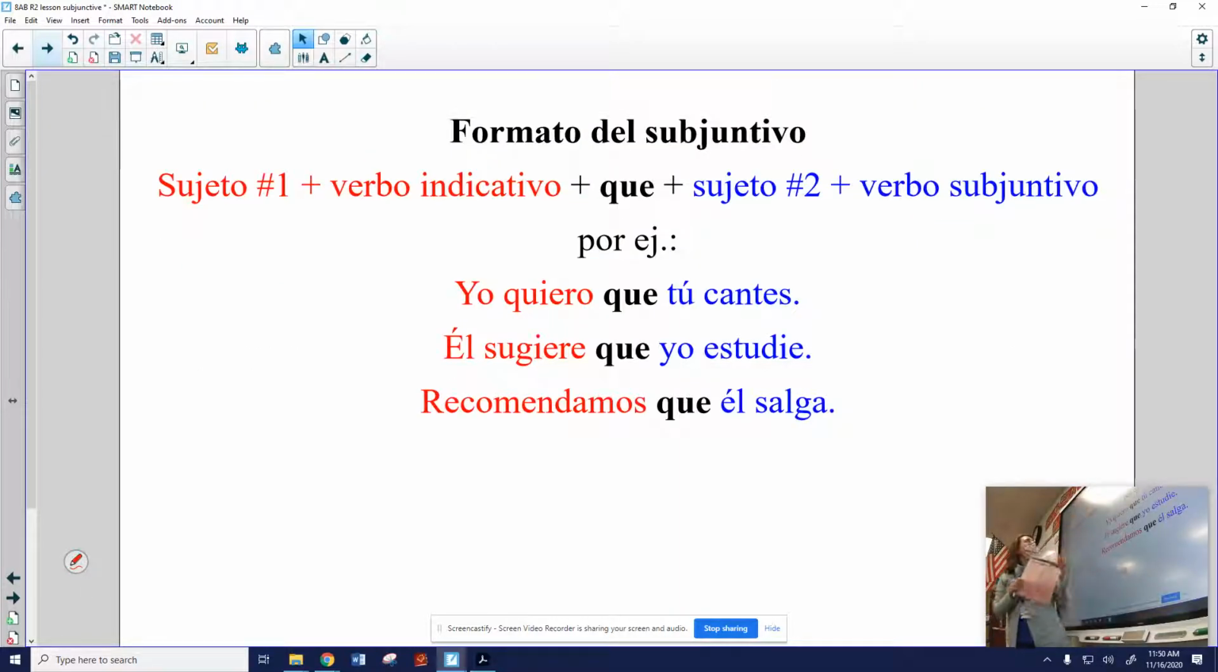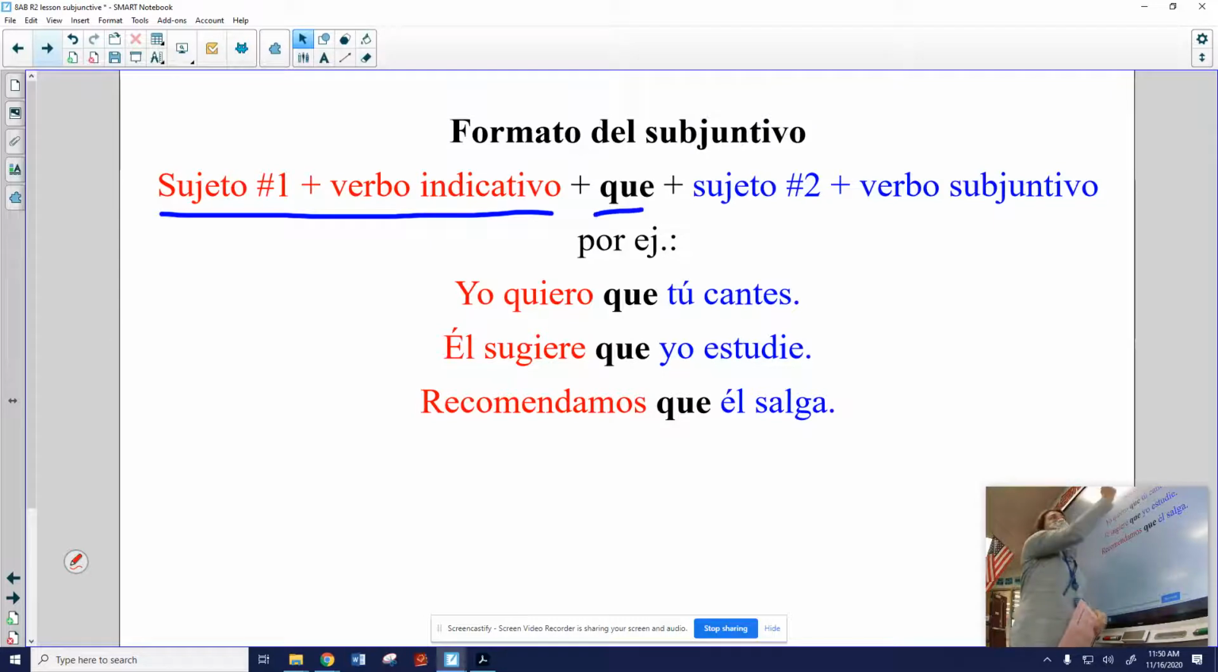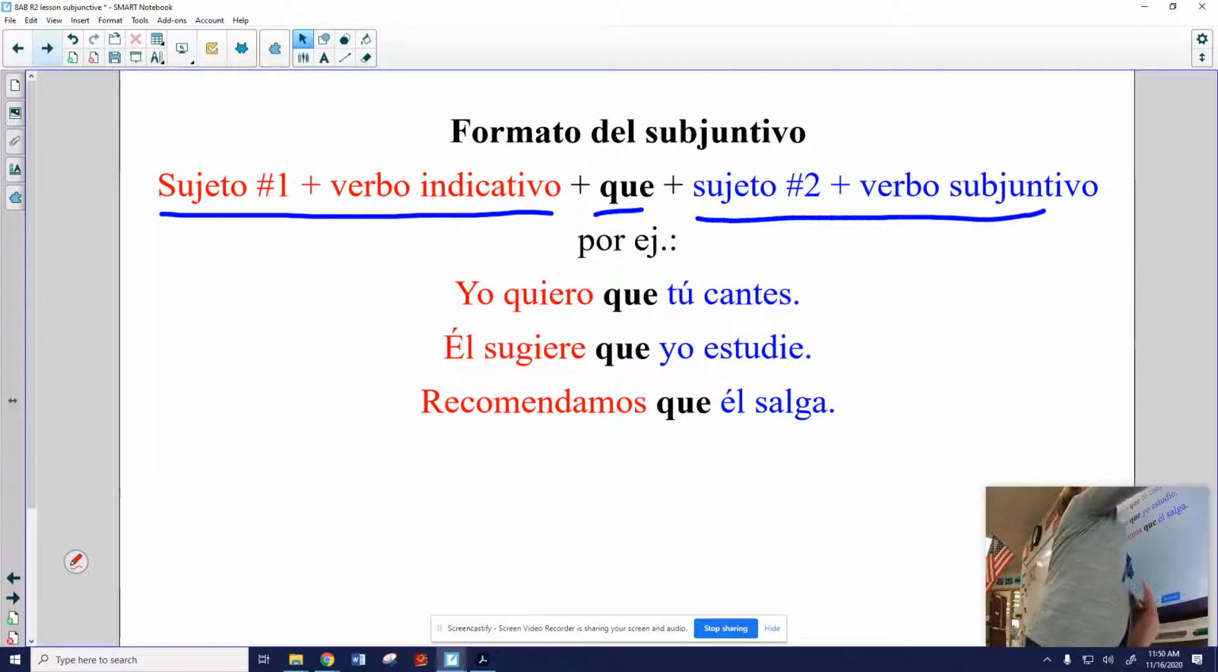Again, here's the format. First, we have subject number 1, and then a verb in the indicative, which we learned in Spanish 1, just the present tense, like I want. Then we have the word that, que, and then we have a verb in the subjunctive with a different subject. Here's some more examples. For example, I want that you sing. In English, we would say, I want you to sing. He suggests that I study. Recomendamos que él salga. We recommend that he leave.